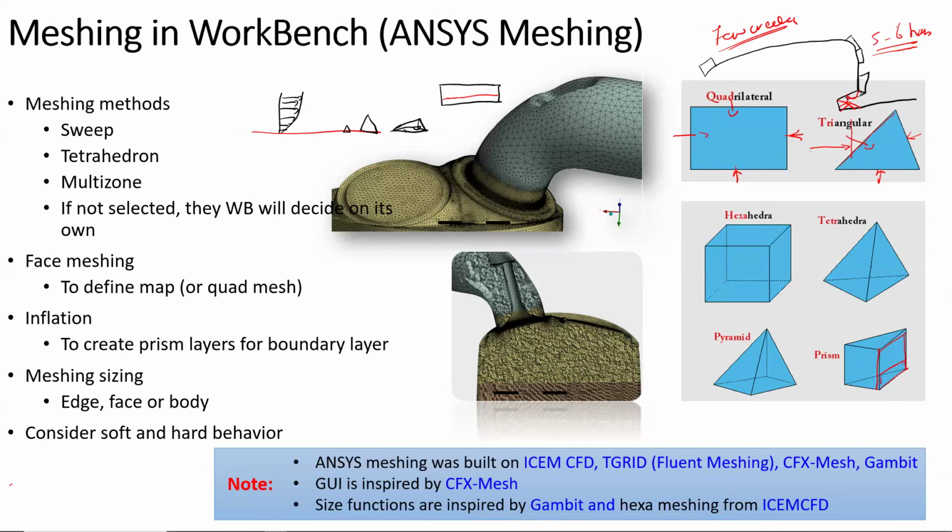So that's why nowadays they go with prisms in the boundary layer and tetrahedrons in the rest of the domain. Okay, I think this answered your question.